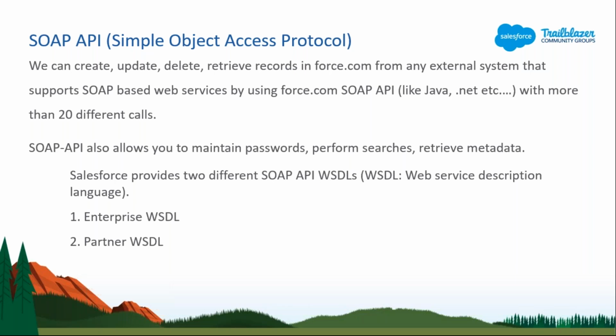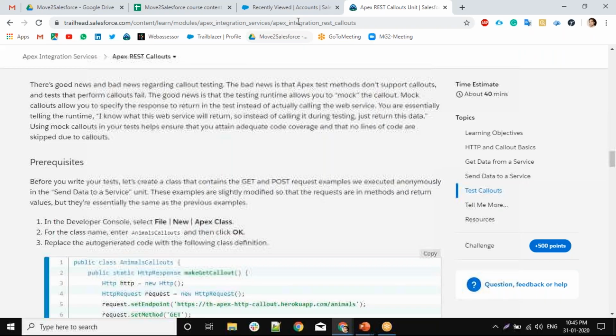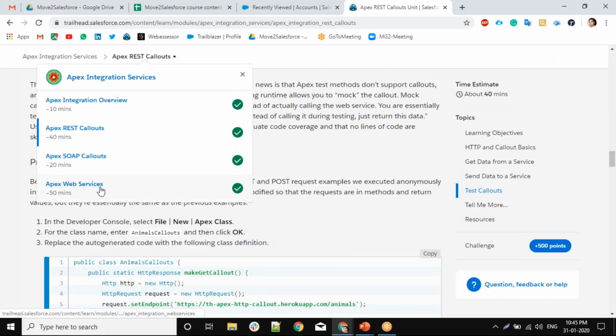The enterprise WSDL is for enterprise level, for every user, developers also. Every developer org can connect with this enterprise WSDL. If some user or external resource is a partner with Salesforce, then that will be the partner WSDL. So let me show you this one also. This is the SOAP one. Okay.